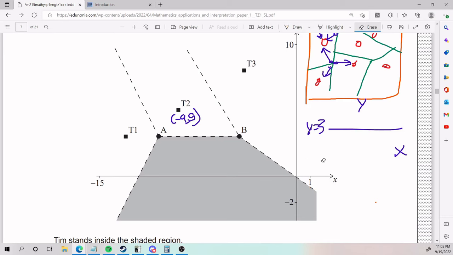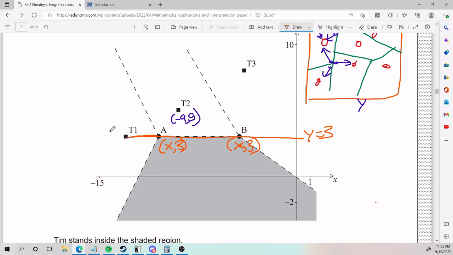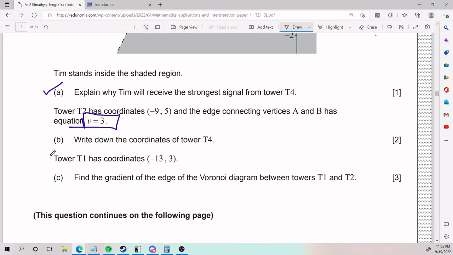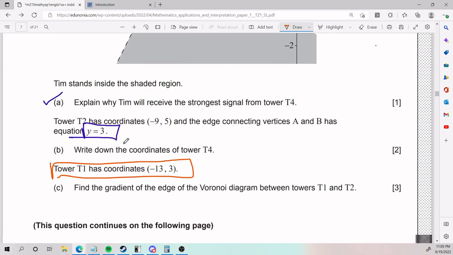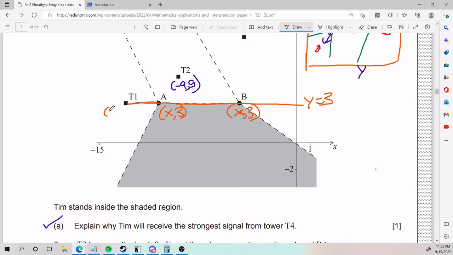See? So what information does that give me? Well, it gives me the information that this line here, ¿cierto? Is y equals 3. That means that the point A is (x, 3), and the point B is (x, 3), ¿cierto? So it's some x, and it has a 3 inside of it, and that means that T1 also has a 3 inside of it. They actually give us the coordinates of T1 down the road, and it's pretty evident, yep, it's at 3. See? So T1, might as well write it down now, is (-13, 3).